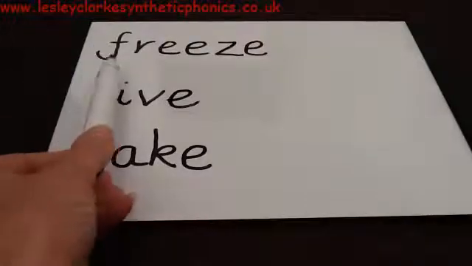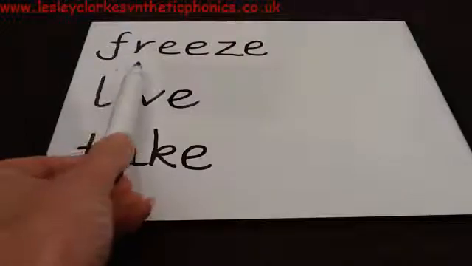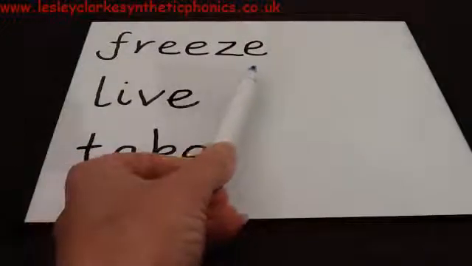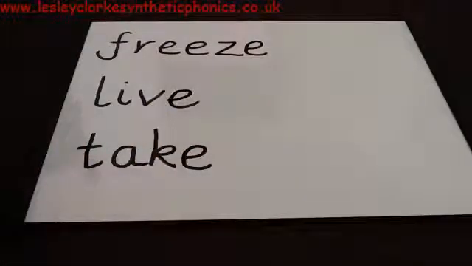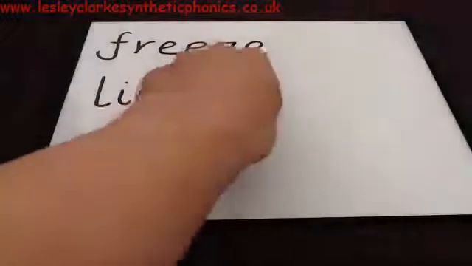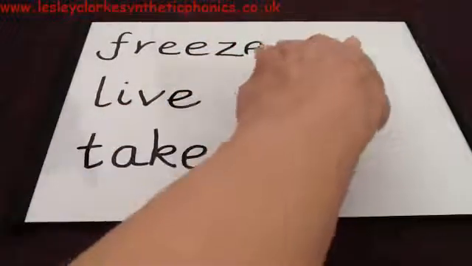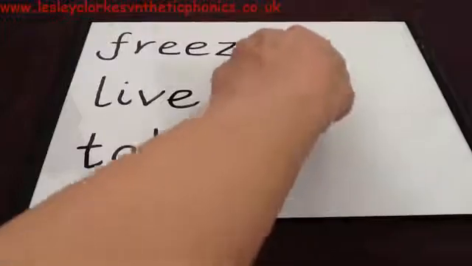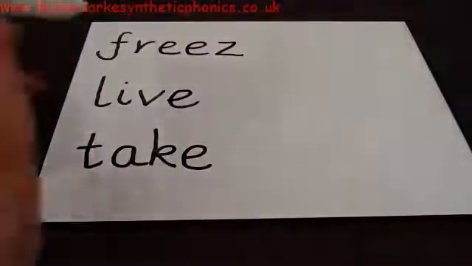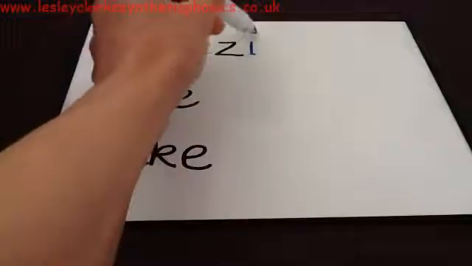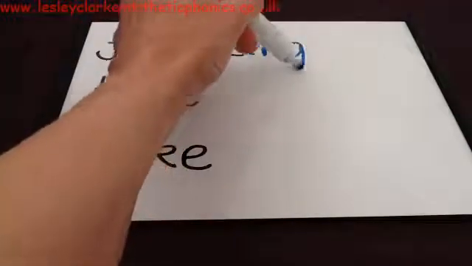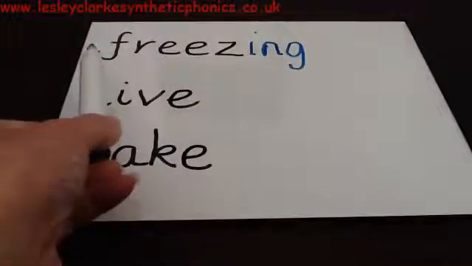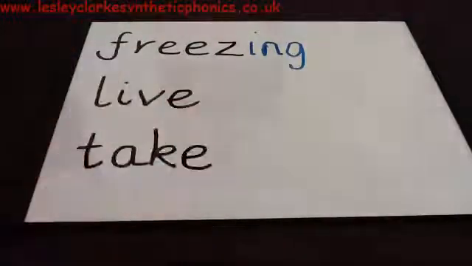So let's sound out the first one. We have f, r, e, z, freeze. So I'm going to change this to freezing. So watch really carefully what I do. So now we have freezing.